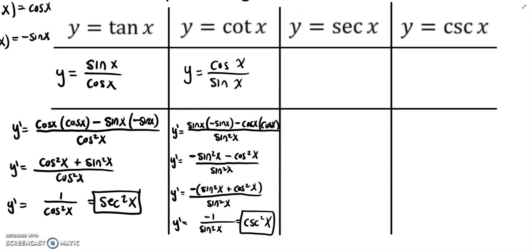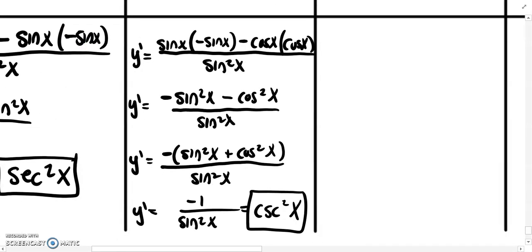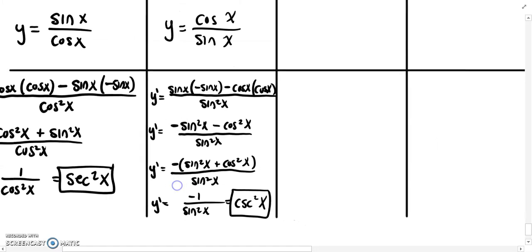So here's the work for the derivative of cotangent. As you can see, it's a very similar quotient rule. Instead of getting sine squared plus cosine squared in the top, though, we get negative sine squared minus cosine squared. So the best thing to do here is factor the negative 1 out. You can use that Pythagorean identity again, and we end up with negative 1 over sine squared of x. And so the derivative of cotangent is going to be negative cosecant squared of x.